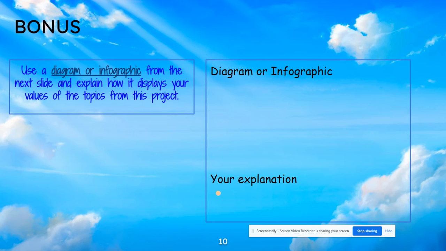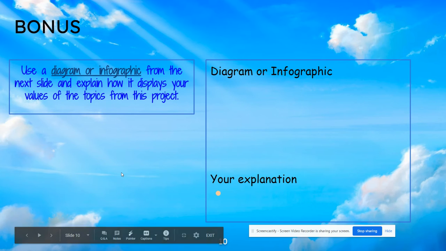You should have some kind of feeling. Do you feel that all 3 are equal? Do you lean towards one being the biggest problem, or one that you think is the easiest thing to fix? You're going to put that infographic or the diagram here, and then you're going to write your own explanation.